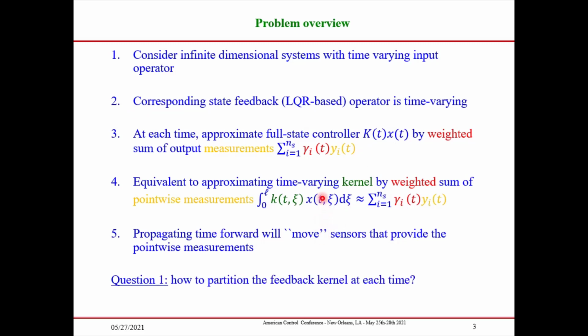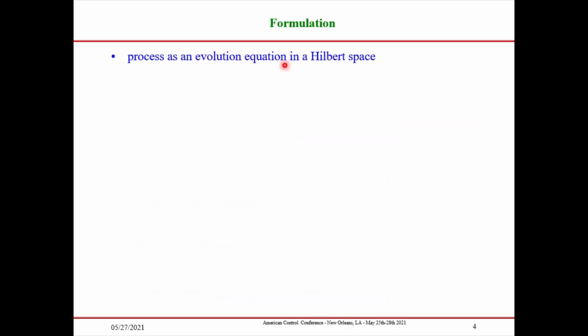The first question that arises is how to partition the feedback kernel at each time. And the other question is how to move the pointwise sensors at each time. So I'm going to answer these two questions. So let's look at the PDE, or the process, as an evolution equation in a Hilbert space: X dot equals AX plus B of t u of t. So explicitly write down the dependence of the input operator on time.